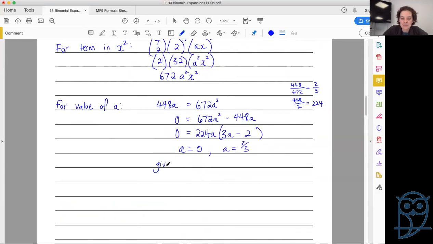Given A doesn't equal 0, therefore A equals 2/3. So it's really important that you take that step. Solve your quadratic properly, but then look at the information you're given to actually then state what your final answer is for A. A cannot be 0, A is 2/3.